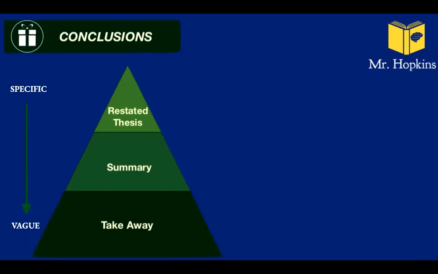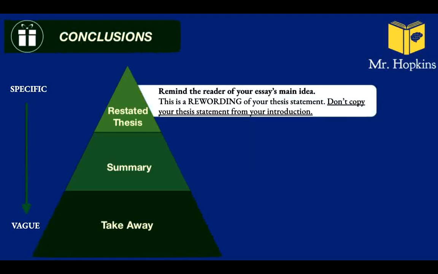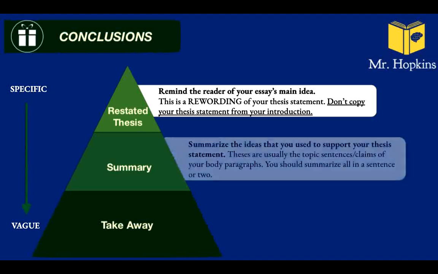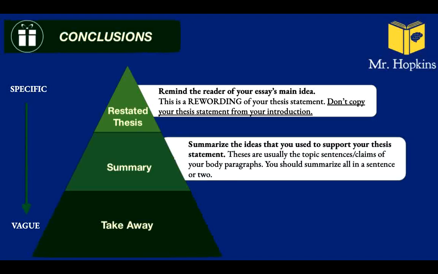Finally then, conclusions, the last part of your essay. It's 1 paragraph long, and it differs from the introduction. The pyramid is inverted. So with this, we start specific. We restate the thesis statement. We reword the central claim, the main idea of the essay. This doesn't mean we use the same as the one in the introduction. We don't copy and paste, we reword. Then we summarise the main points of our essay, our claims in each body paragraph. These are usually the topic sentences of each body paragraph, and you can summarise all 3 in a sentence or 2.